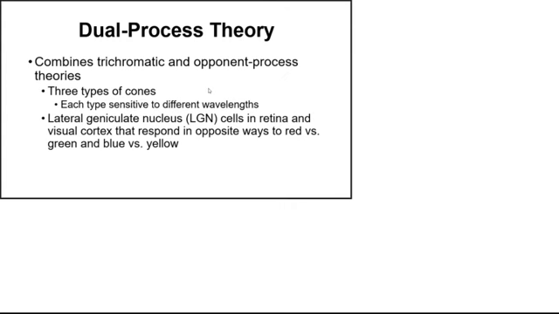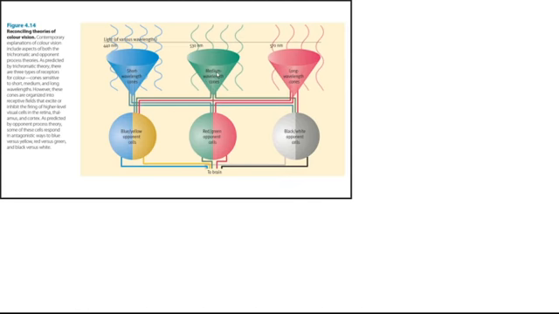But instead of just relying on those, we also want to include that opponent process, because we still have evidence for that. So in our model here, we say, okay, we have some opponent cells that respond to either blue or yellow, they respond to red or green, or they respond to black or white. And the way they've set it up here is that these cells would be almost like a filter that takes that information from the cones and sort of treats it elsewhere.